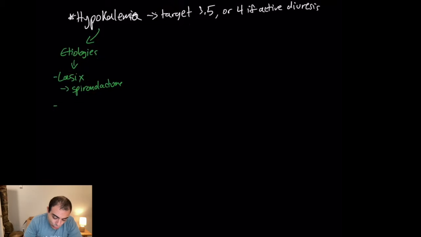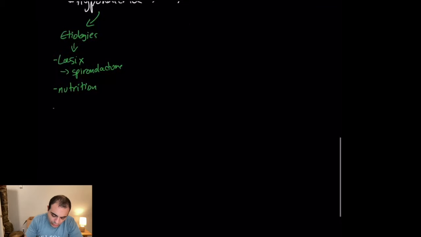The other one can be nutritional. So if somebody is getting feeds by an NG tube or a PEG and they're not getting enough feeds, they might get hypokalemic. And then one very important one, you have to think about it. If somebody shows up with hypokalemia and you're repleting them, and they keep dipping, what is something you have to think about?